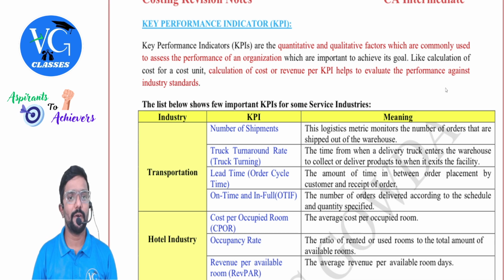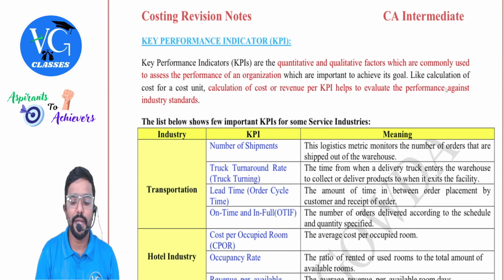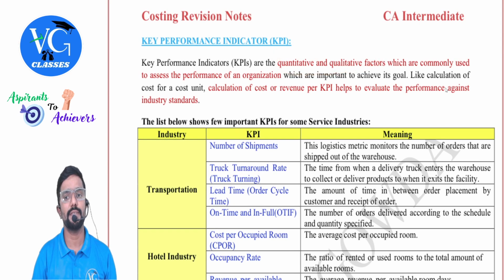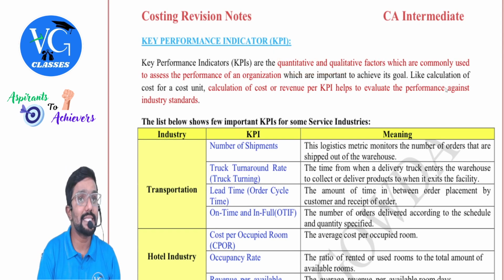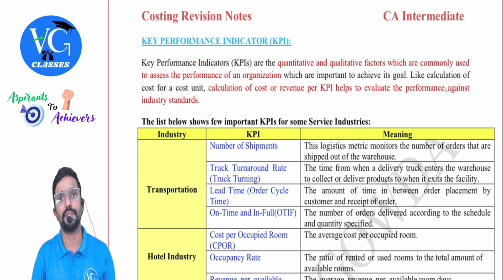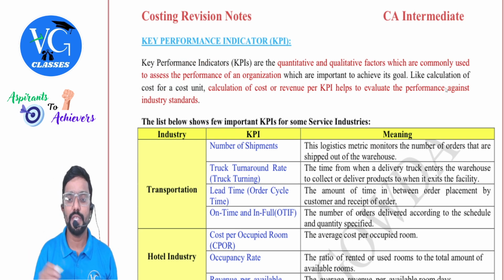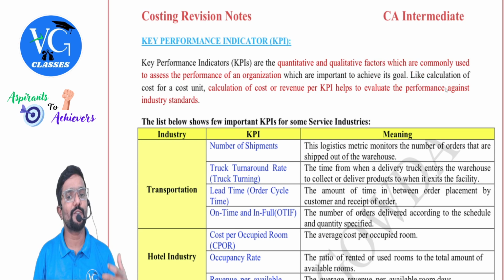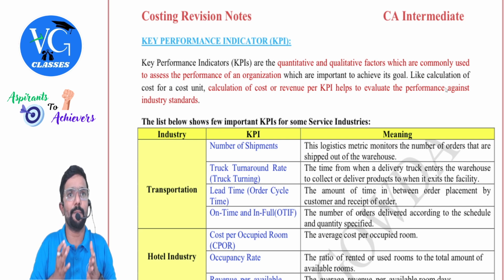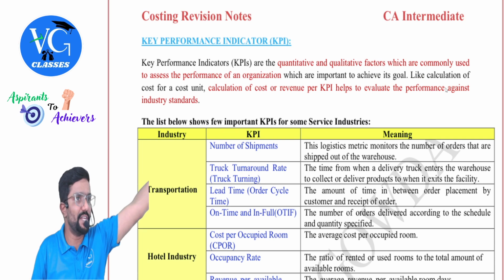Key performance indicators are the quantitative and qualitative factors which are commonly used to assess the performance of an organization. Using this, can we evaluate the performance of a company or the organization? Yes, which are important to achieve its goal. Like calculation of cost per cost unit, calculation of cost or revenue per KPI helps to evaluate the performance against the industry standard. I mean, I can compare myself with the industry average.